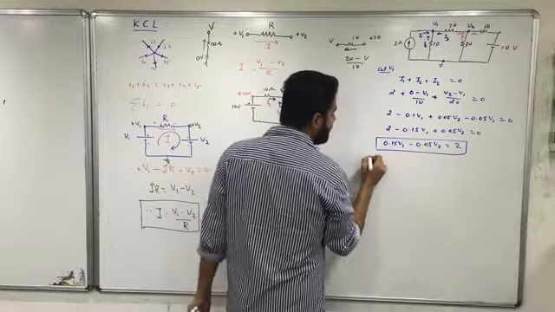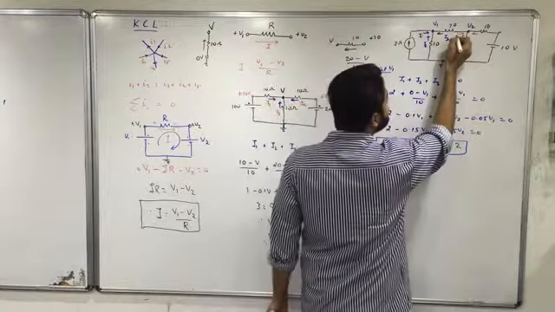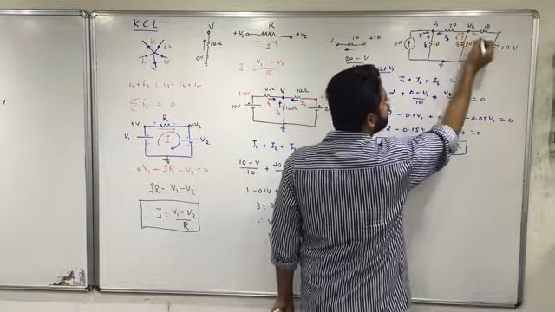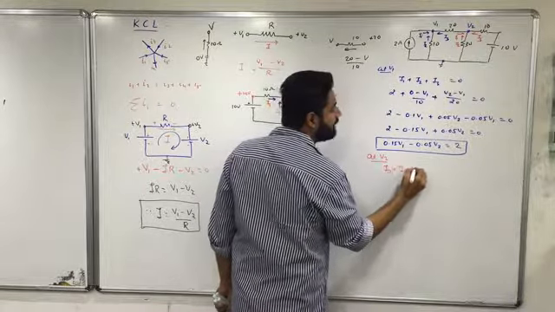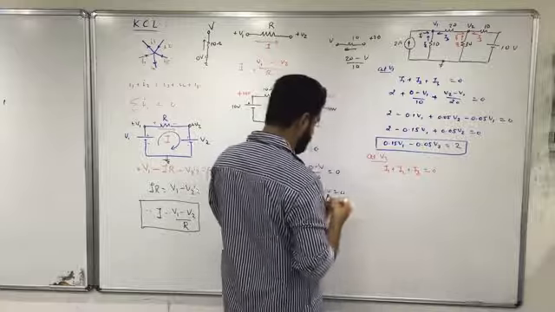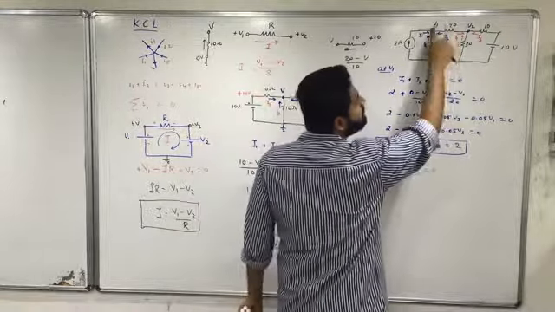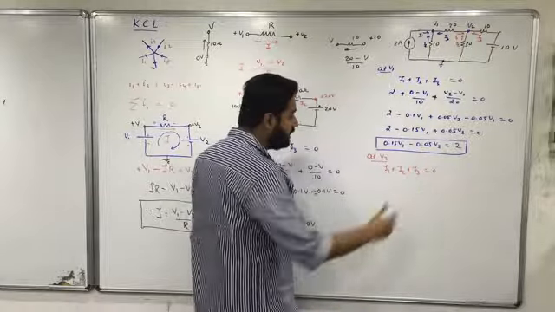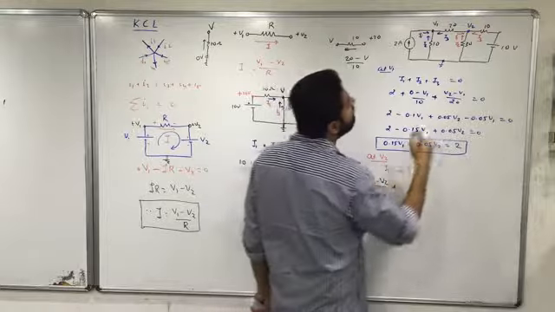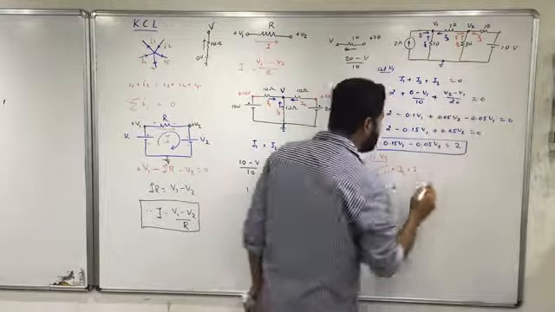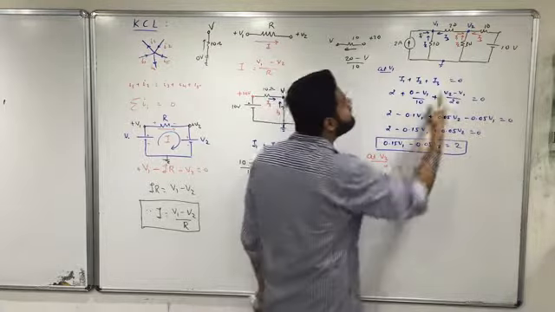Now let's apply this to node 2. At V2, I'll again say this is I1, this is I2, and this is I3. So I1 plus I2 plus I3 is equal to 0. I'll go for the black one again. I1 is V1 minus V2 upon 20. So it's V1 minus V2 upon 20 plus I2. What is the value of I2? 0 minus V2 divided by 30. I hope it is clear. And let's deal with the third one.